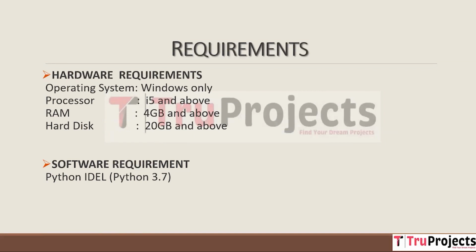These are the requirements for execution of the project. In hardware requirements, an operating system of Windows, a processor of i5 and above, RAM of 4 GB and above, and a hard disk of 20 GB and above are required. In software requirements, Python IDE of version 3.7 is required.